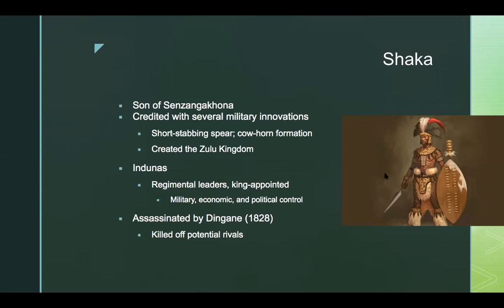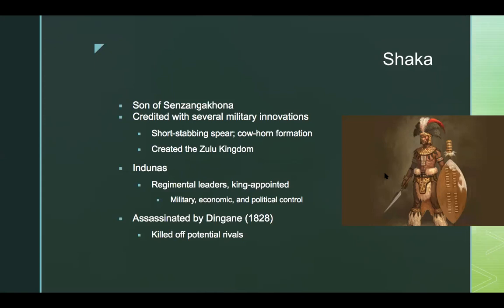So with the passing of Dingiswayo himself, Shaka rose to the top and got to work consolidating the different clans under the Mtetwa nation under the leadership of the Zulu structures, which would grow to become the Zulu Kingdom. So Shaka is credited with several military innovations. Credited, and that's key, because there are historical debates about some of these things.